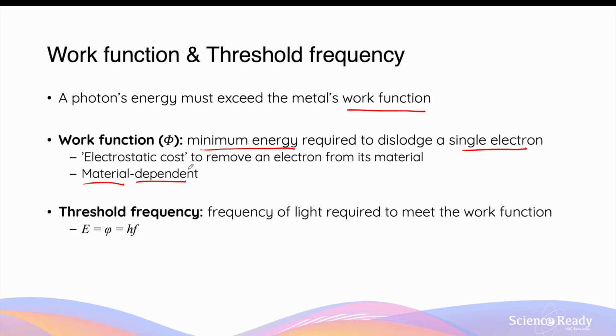Some metals might have a higher work function, meaning they require more energy to eject electrons, and some other metals might have a lower work function, which means they need less energy to eject electrons. The threshold frequency is the frequency of light or photon required to meet the work function. In order for a photon to transfer its energy to the electron, the frequency of the photon must exceed the threshold frequency. To determine the threshold frequency, we can substitute the energy as the work function of the metal. So work function is given by phi, and this is equal to hf. And if you want to find the frequency, this is simply the work function divided by Planck's constant.